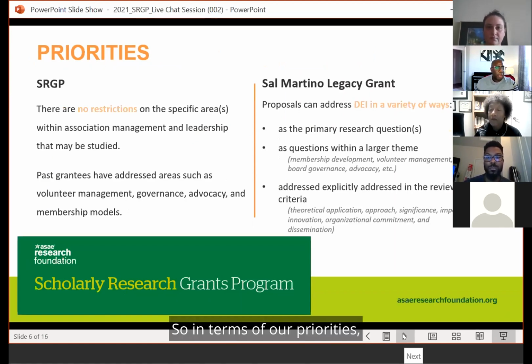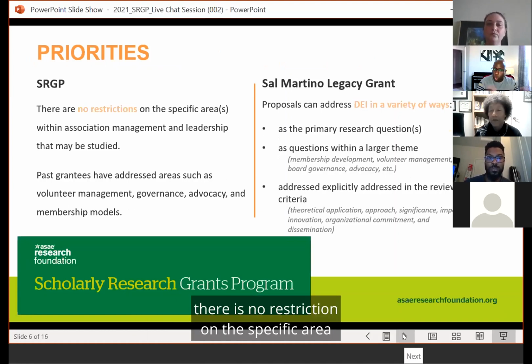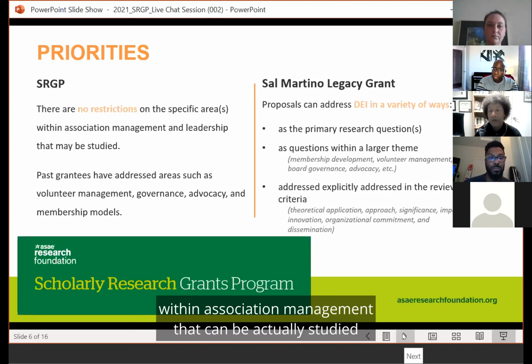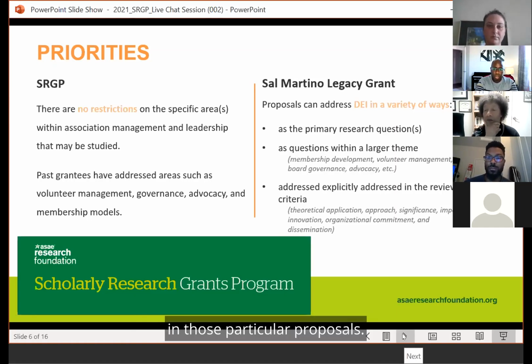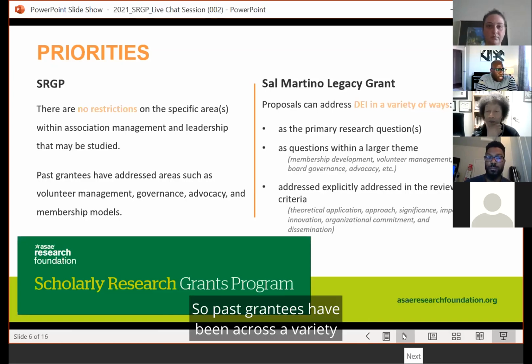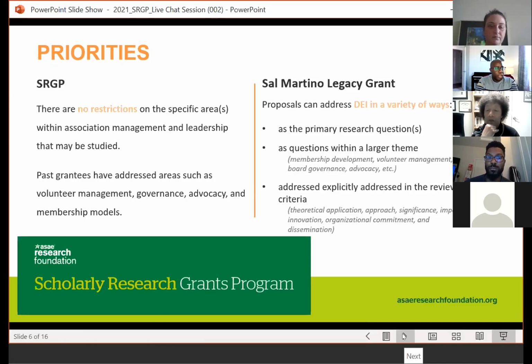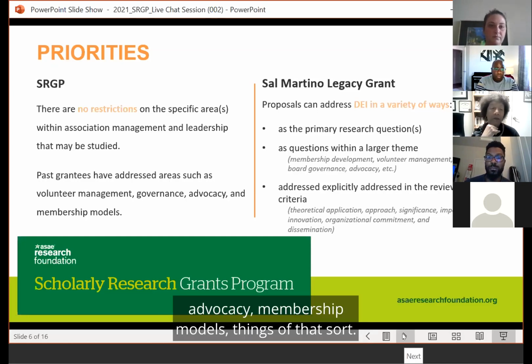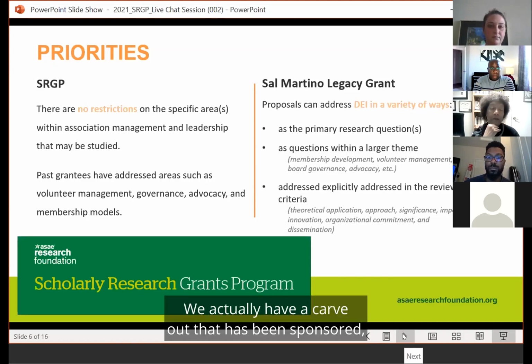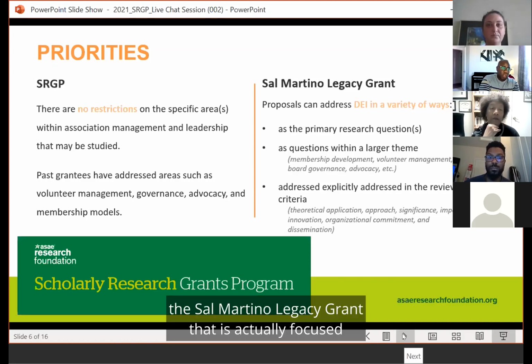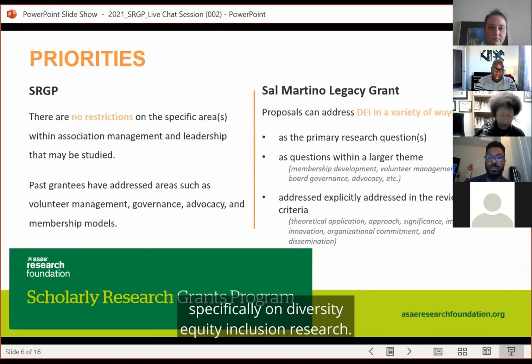So in terms of our priorities, for the Scholarly Research Grant Program, there is no restriction on the specific area within association management that can be studied in those proposals. Past grantees have been across a variety of areas: volunteer management, governance, advocacy, membership models, things of that sort. We actually have a carve-out that has been sponsored, the Sal Martino Legacy Grant, which is focused specifically on diversity, equity, and inclusion research.